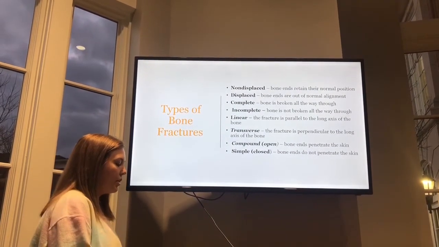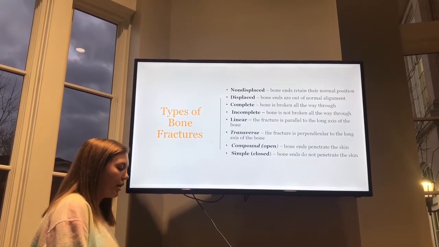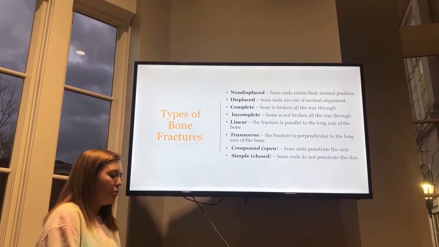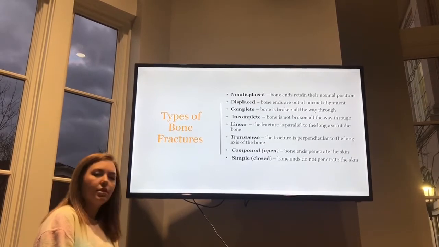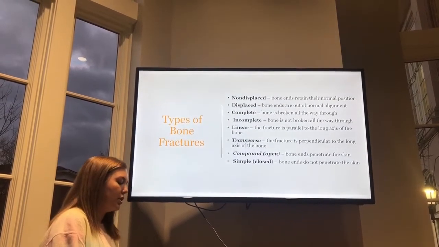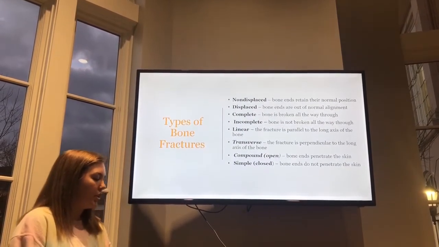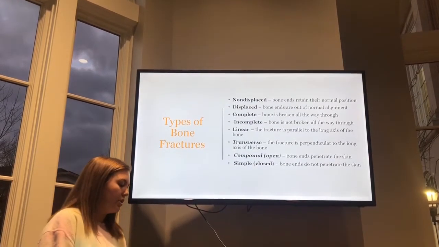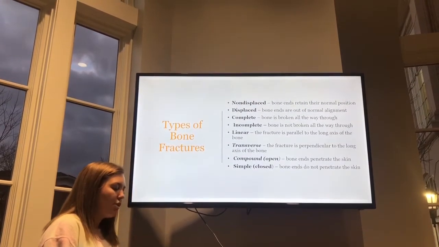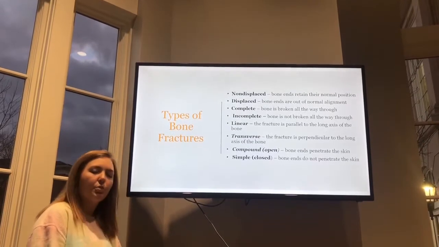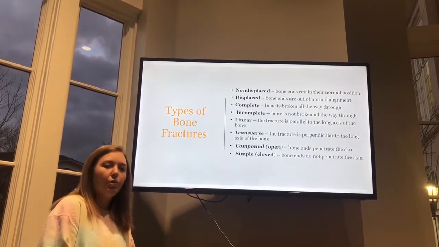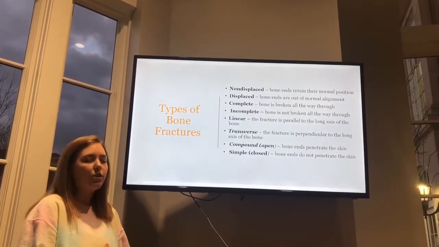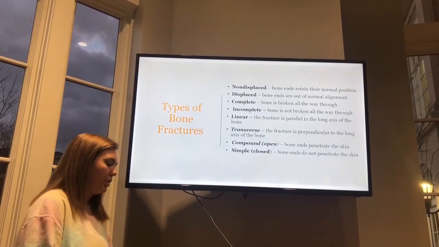And then we have linear and transverse. A linear fracture is where the break is parallel to the long axis of the bone, and then a transverse fracture is where the fracture is perpendicular to the long axis of the bone. A compound fracture, or open, is where the bone penetrates through the skin, where a simple fracture, in other words closed, is where the skin is not penetrated by the bone.